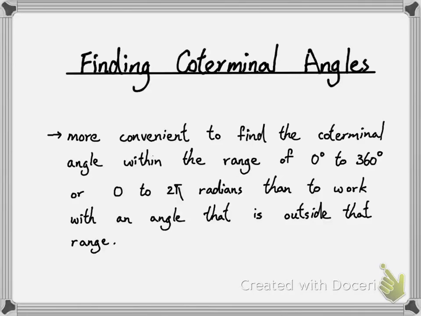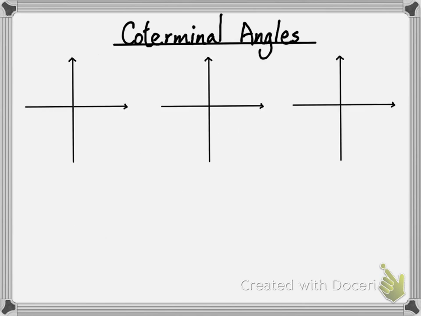Hello everyone! In this video, we are going to learn how to find coterminal angles. It is convenient to find the coterminal angle within the range of 0 degrees to 360 degrees, or from 0 to 2 pi radians, than to work with an angle that is outside of that range. What is a coterminal angle?